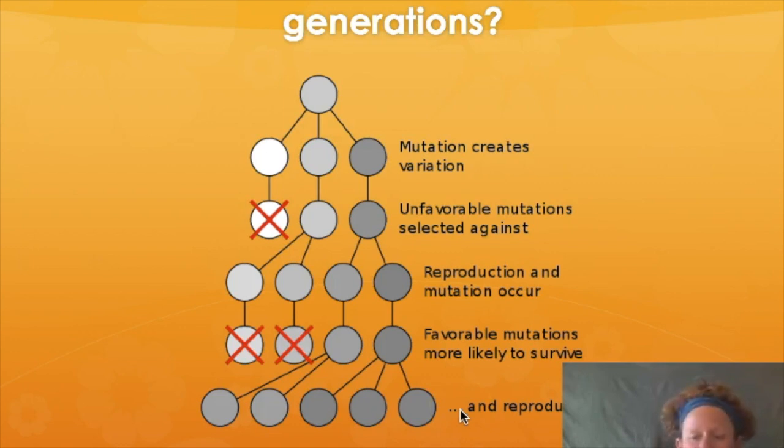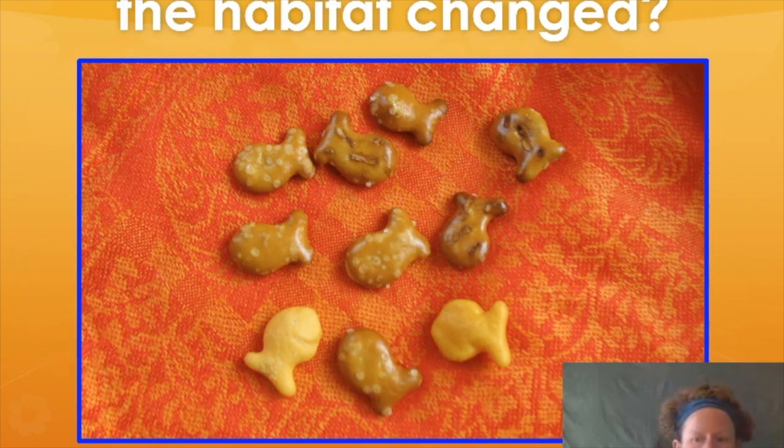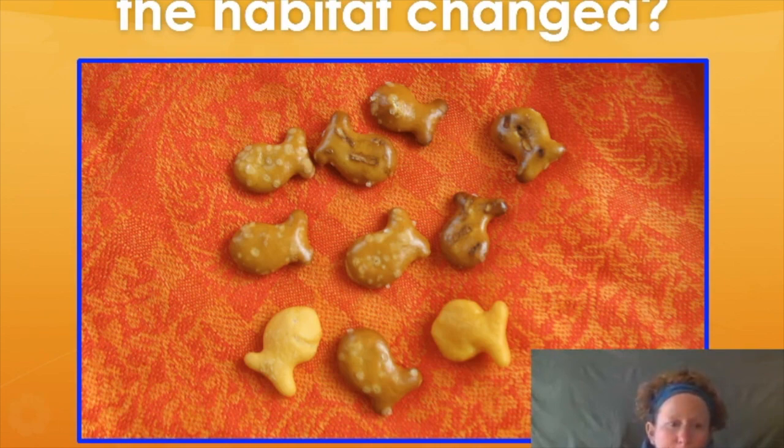If we continue this model to generation 10, generation 15, generation 20, what might we happen to see over time if we use the same model of natural selection? And what might happen if the habitat changed? If all of a sudden, instead of a kind of brown habitat, we had an orange habitat? How would that affect the gene frequency or the allele frequencies in this lab?